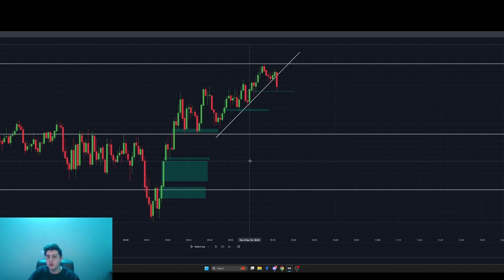All right, you wait. What do you want to wait for? Two things. A fair value gap to form or a retest of this trend line. Okay? Let's continue.